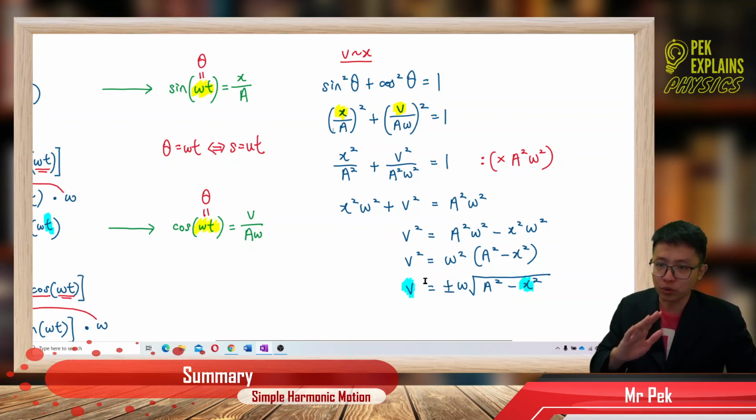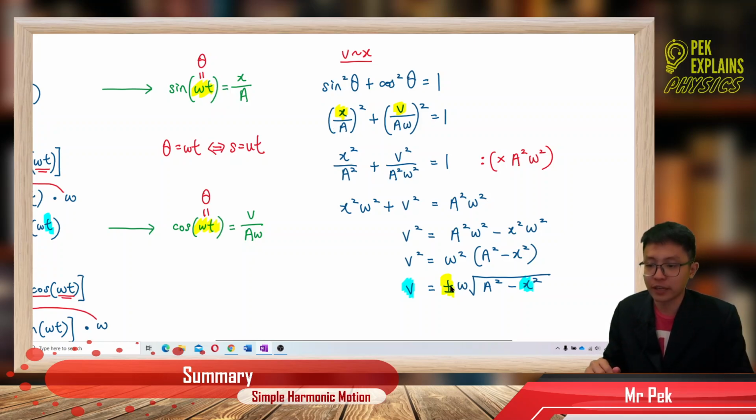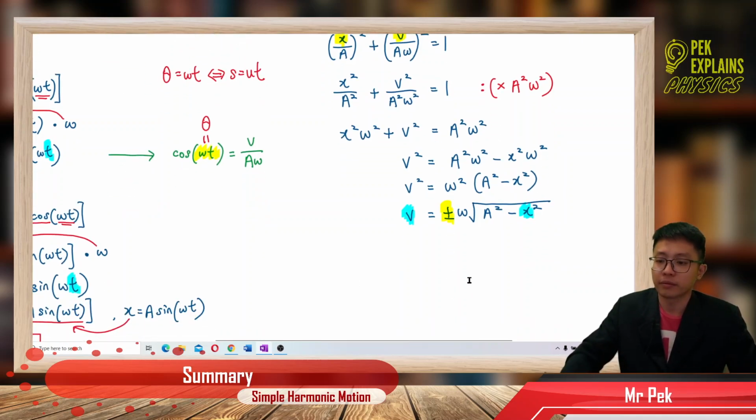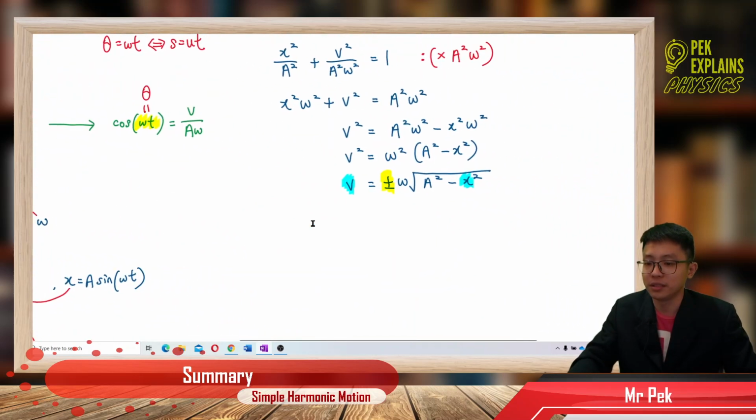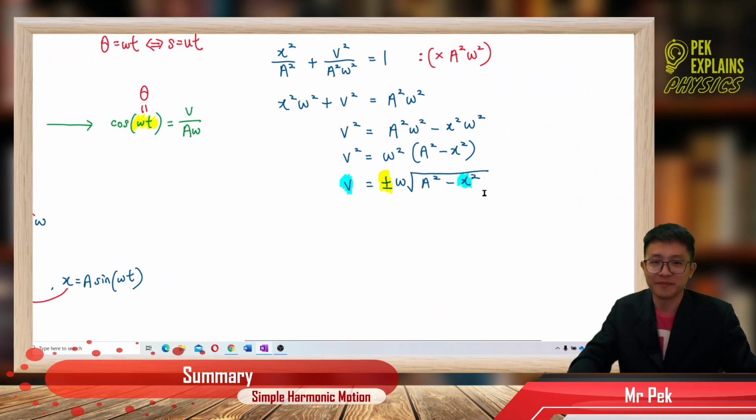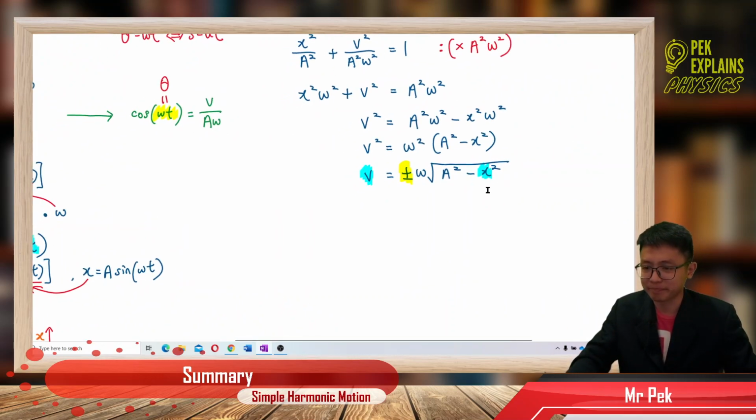And then when you square root both sides, remember to add the positive negative sign. This positive negative sign is very important. It just means the direction. Positive negative means it can be upward or downward. Okay, so this is the equation for velocity versus displacement, the v-x equation. Last time was the velocity versus time equation. Now this is the v versus x equation. Very simple, isn't it?